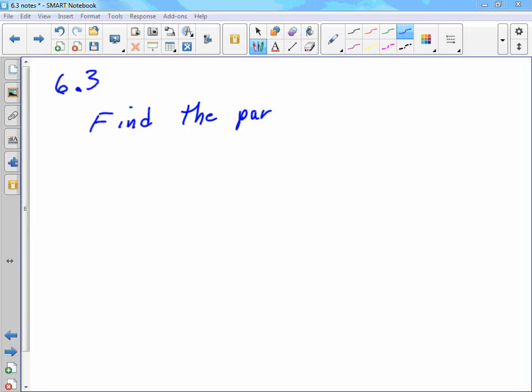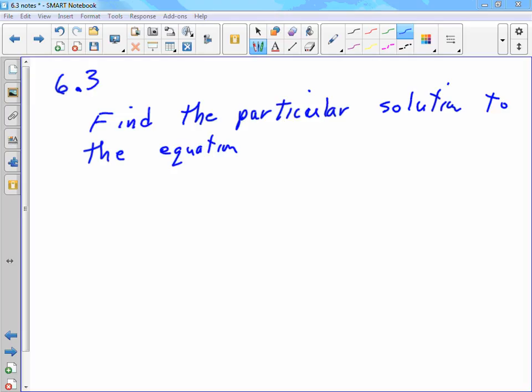All right, find the particular solution. And you don't have to write this. I'll post it if you want. If you like to write it, it's okay. Find the particular solution to the equation dy/dx, the derivative of y with respect to x, of e to the x minus 6x squared.